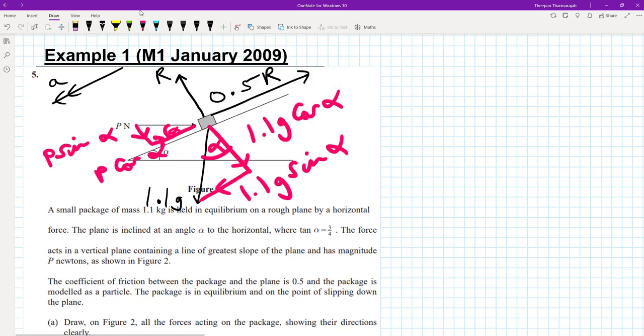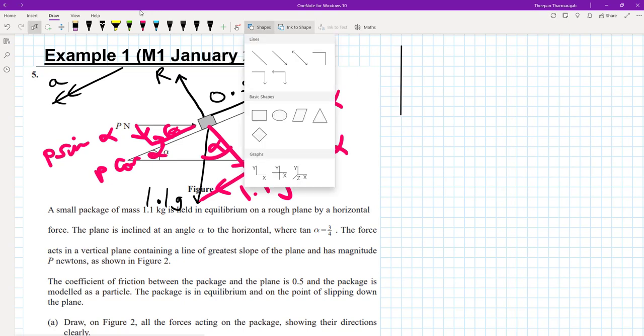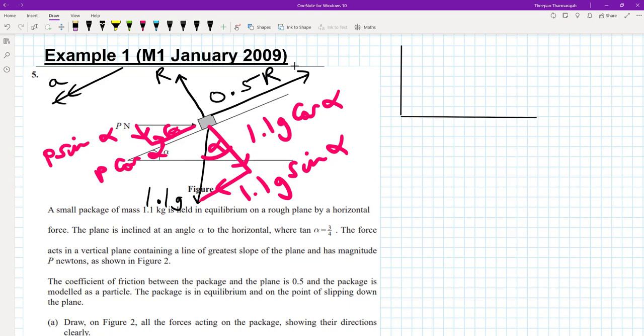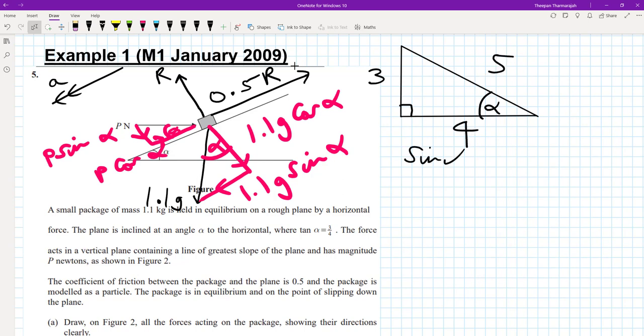So now we're going to draw a triangle. So we can draw our right angle in here. This is alpha. Tan alpha is 3/4. So by Pythagoras, this is 5. Sine alpha, 3/5. Cos alpha, 4/5. So now we're going to resolve perpendicular to the plane.